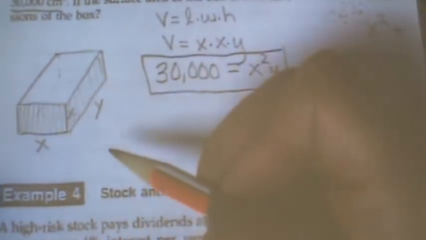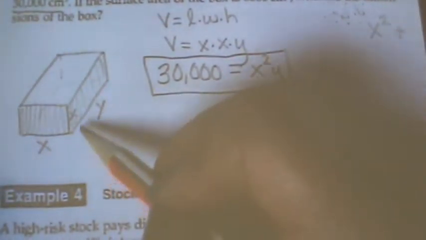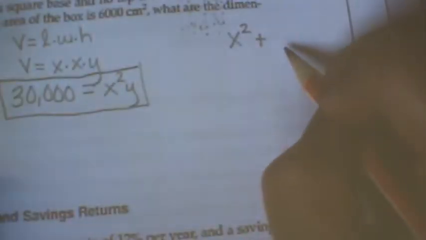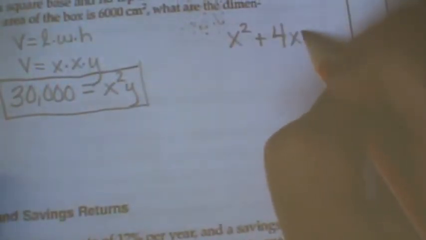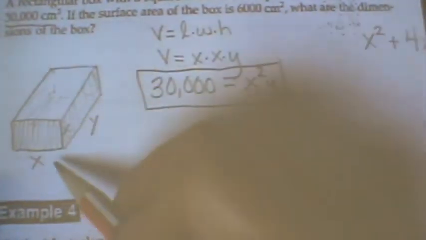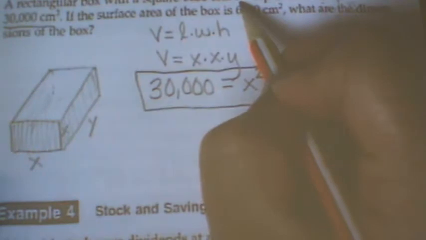4xy. Why are you saying 4xy? Because there are 4 sides. There's 4 of these. This bottom part right here is xy, this side right here is xy, and then the top is xy. So we have 4 xy's. Do we have 2 x squareds? No, because it says it has no top.